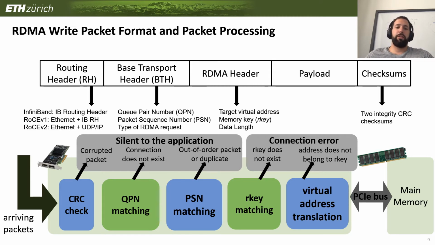Interestingly, the first three checks are silent to the application. If something goes wrong, the application will never hear about those packets at all. In the case of 4 and 5, there will be a connection error. We'll see later how we can exploit this feature.